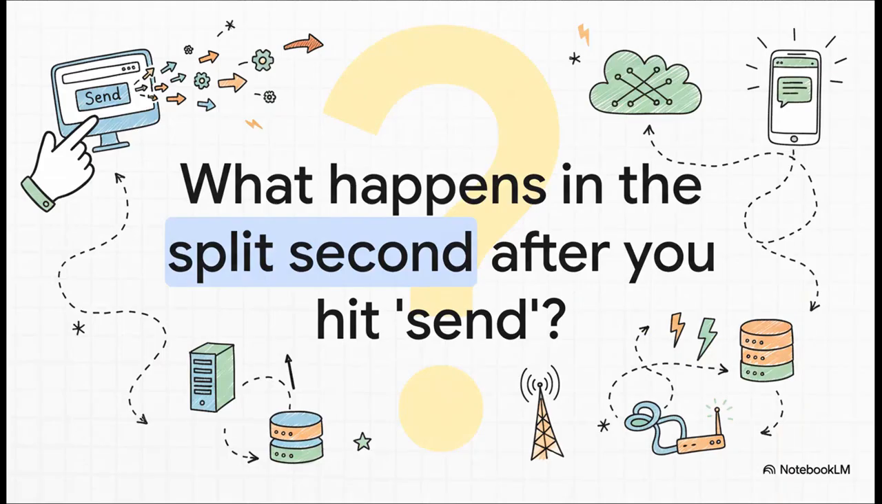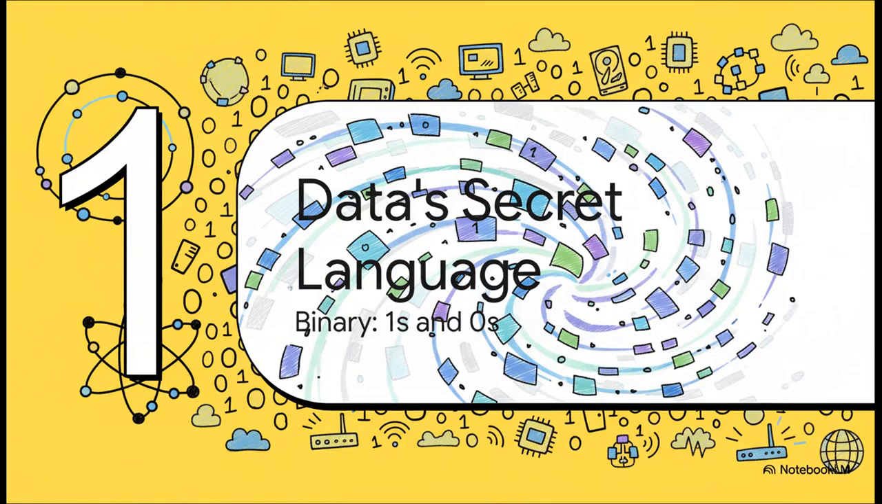No, really, have you ever stopped to think about it? You click a button to send an email or maybe a message, and poof, it just shows up on someone else's screen. What kind of magic is happening in that split second? Well, spoiler alert, it's not magic. It's actually this amazing high-speed journey, and we're going to follow a piece of data from the very start to the very finish. All right, let's dive right in.